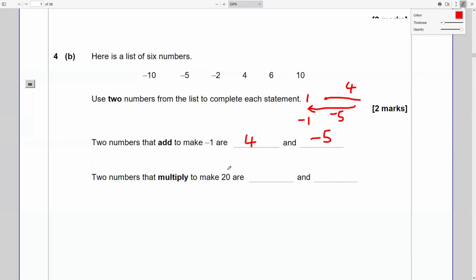2 numbers that multiply to make 20. Okay, to make 20, it's a positive 20, -2, and -10. 2 10s are 20. And a minus times a minus makes a positive. There's no other way, otherwise we'd need a +2 or a +5. We'd need 4 or 5. Yeah, that's the only one.